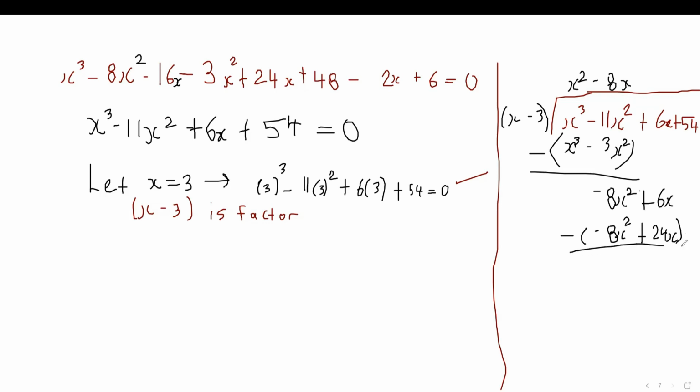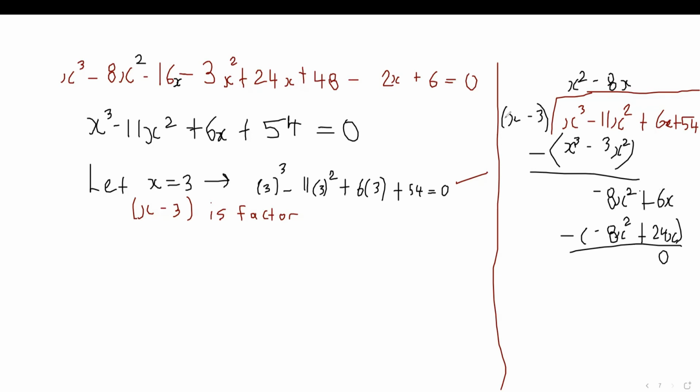After we subtract now, what we end up getting is 6x. Wait, something looks a little off because this won't give me 54. So let me go again. This time this is x cubed. X squared times this is minus 3x squared. Minus and minus become plus. Minus 11x squared minus this is minus 8x squared. And then I bring down the 6x.